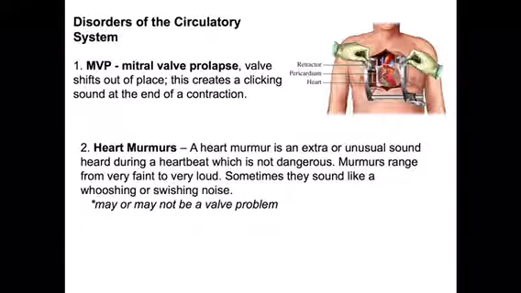So here are some disorders of the circulatory system. MVP, mitral valve prolapse. This is when the valve shifts out of place, creating a clicking sound at the end of a contraction. A lot of times people will go in and the doctor always listens to your heart, listens to your lungs. Well, if they detect a little clicking sound, we know that might be a mitral valve prolapse, meaning that mitral valve has a little problem.